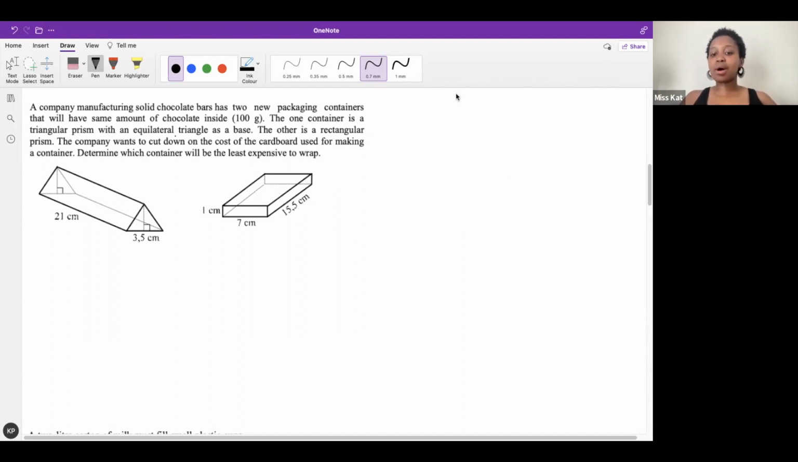So if we're talking about wrapping containers, are we talking about volume or surface area? What do you guys think?